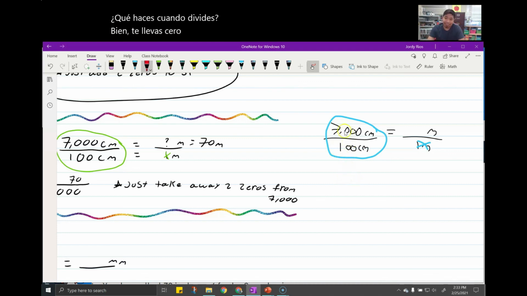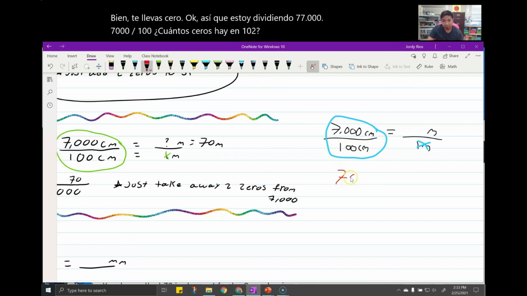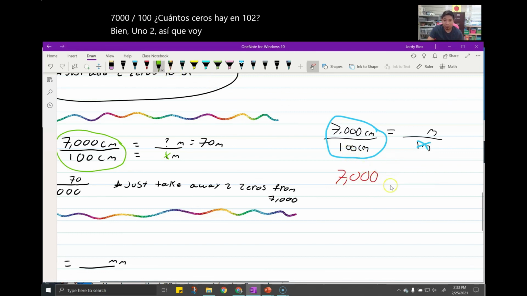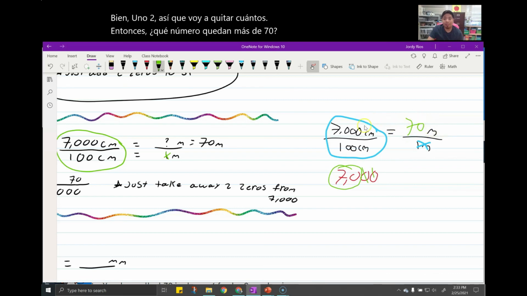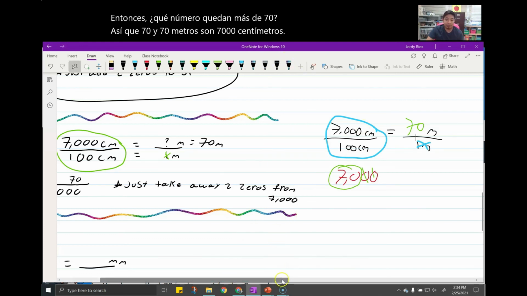So I'm dividing 7,000 divided by 100. How many zeros are in the 100? 2. Okay, 1, 2. So I'm gonna take away how many? 2. 1, 2. So what number is left over? 70. So 70 meters, there are 7,000 centimeters. That's it. See? Very simple. Love it.